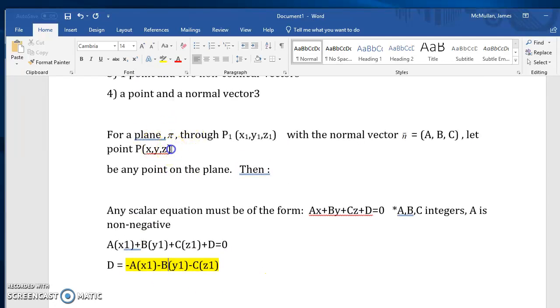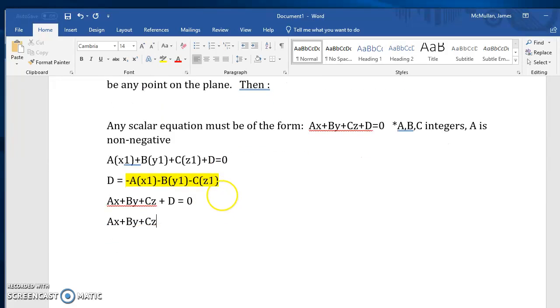So the point that we're interested in, x, y, z, which is just some new point, it would have to be the case that ax plus by plus cz plus d is equal to 0. And remember, d can be replaced by this here. I'll just move this down. Right? And then again, if you need to factor this, you could always factor this. You could go a(x minus x1) plus b(y minus y1) plus c(z minus z1) equals 0.